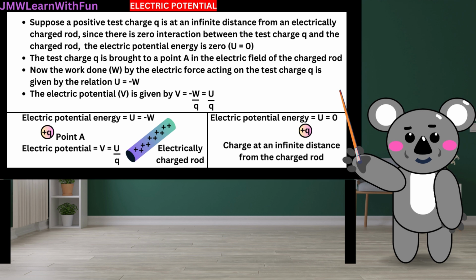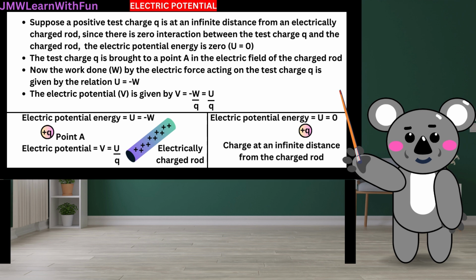Suppose a positive test charge Q is at an infinite distance from an electrically charged rod. Since there is zero interaction between the test charge Q and the charged rod, the electric potential energy is 0, U equal to 0. The test charge Q is brought to a point A in the electric field of the charged rod. Now the work done, W, by the electric force acting on the test charge Q is given by the relation U equal to minus W.